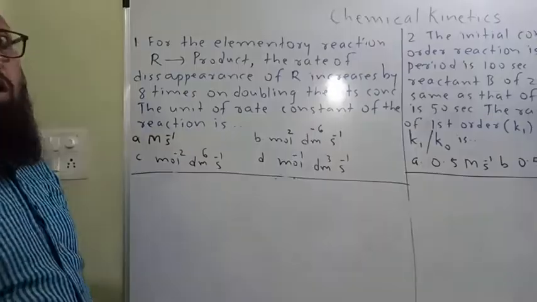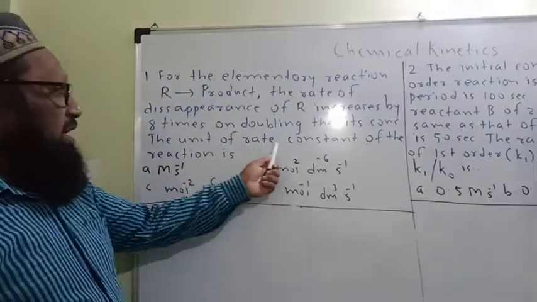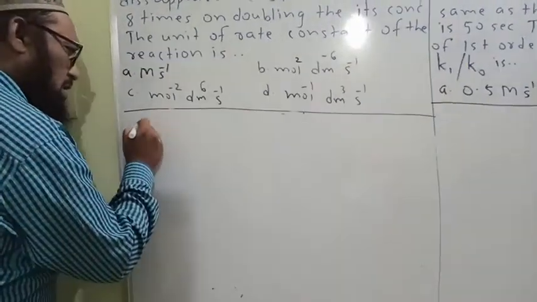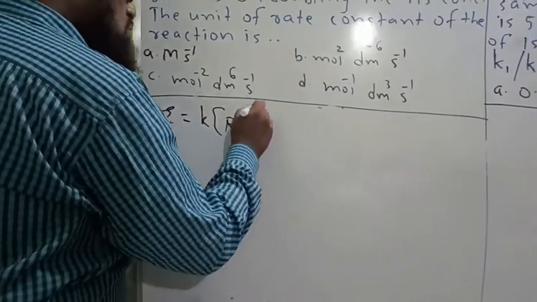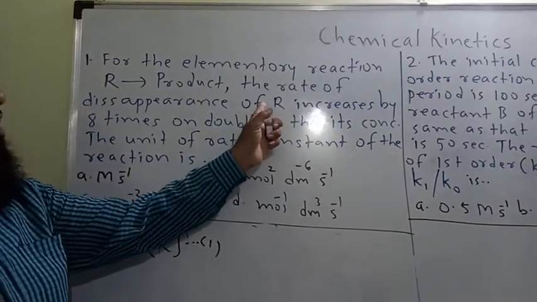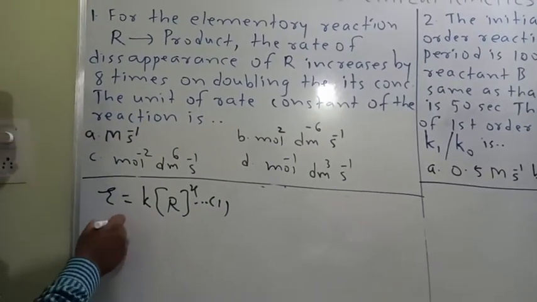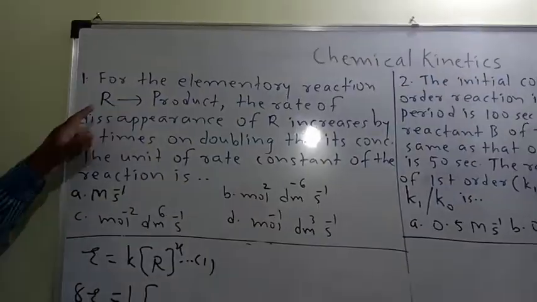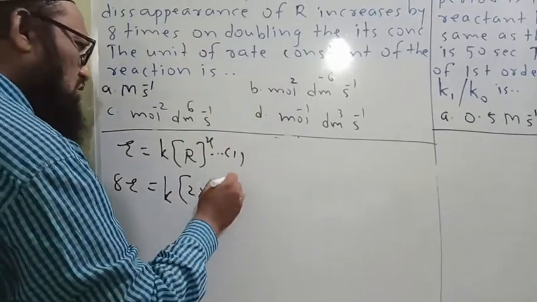First we have to calculate the order of the reaction, and if the order of reaction is known, we can determine the unit of the rate constant. Now for this we write the general rate law. Rate R is equal to K into [R] raised to X. Equation 1. Then the rate of disappearance of reactant R increases by 8 times, so the rate of reaction becomes 8R. K, the rate constant, remains the same for the given reaction. Here we double the concentration: 2 into [R] raised to X.